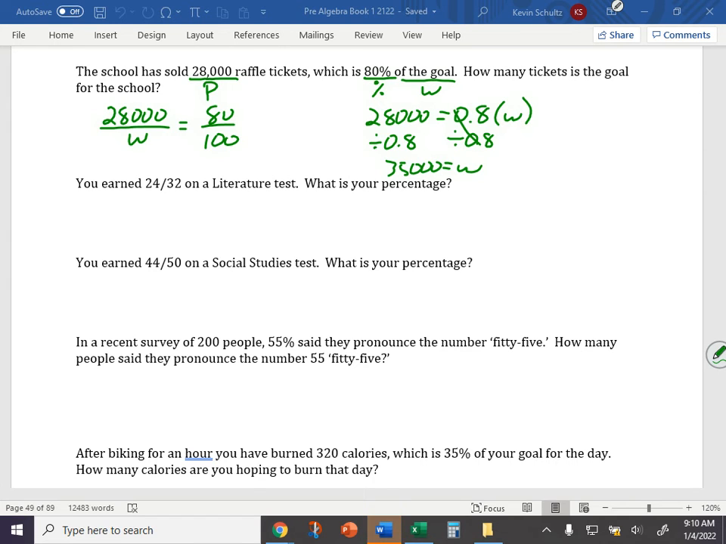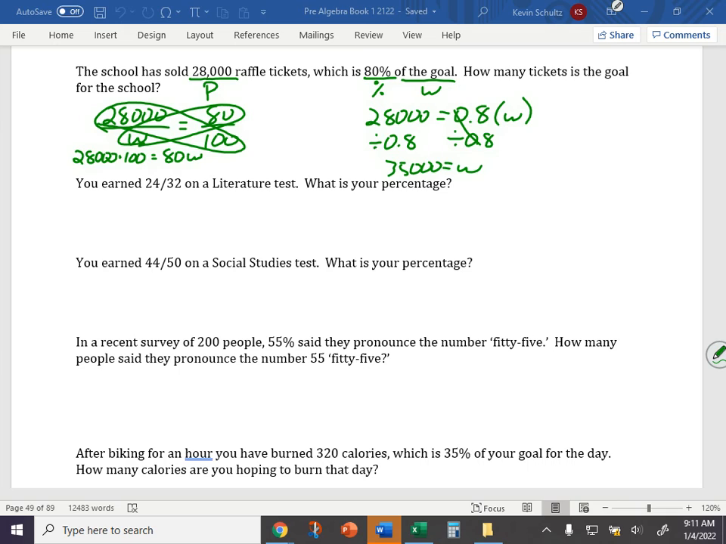Who used the proportion method? Couple? Okay. Cross products here. 28,000 times 100 equals 80 W. And so you'd multiply 28,000 by 100, divide by 80 to get W by itself, and you get 35,000 that way as well.